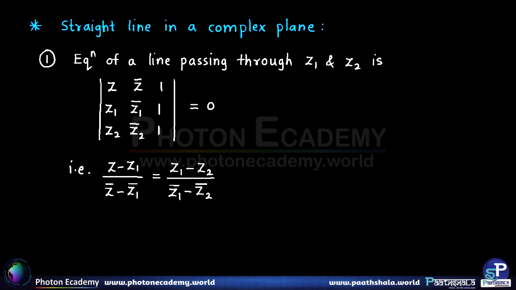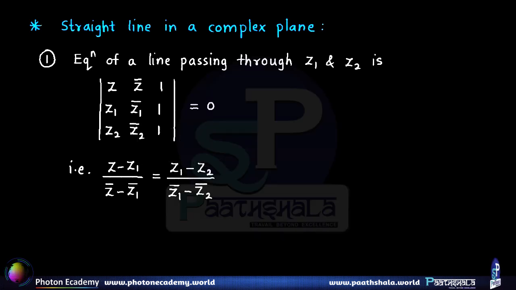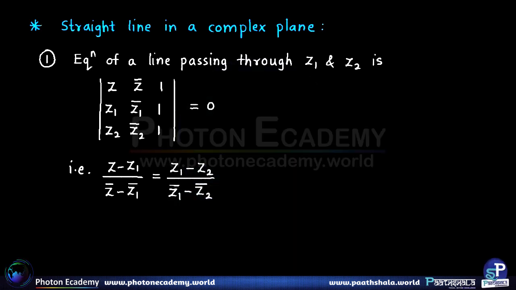by the determinant as shown here, that is, z, z bar, 1; z1, z1 bar, 1; and z2, z2 bar, 1 is equal to 0. So this can be rewritten in a different format by expanding the determinant and corresponding rearrangements as (z minus z1) upon (z bar minus z1 bar) equal to (z1 minus z2) upon (z1 bar minus z2 bar).